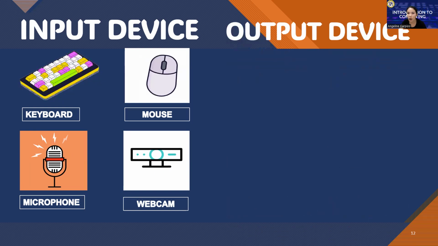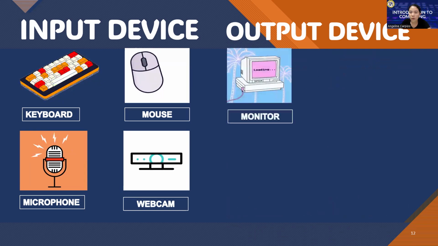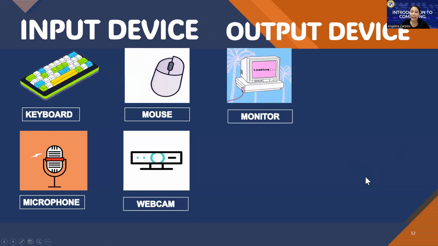So how about the output devices? The example is the monitor. Monitor receives data from a computer and displays that information as text and images for the users to view. It cannot accept data from a user and send that data to another device.